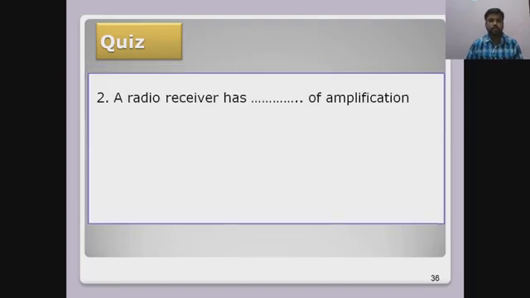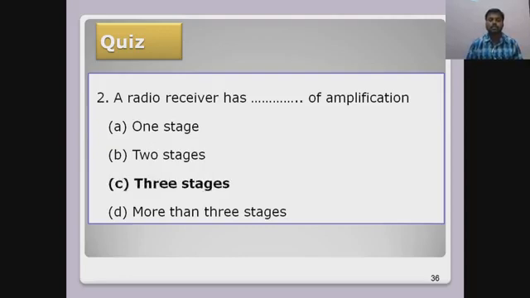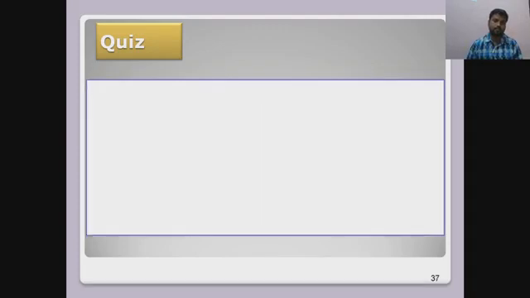The next question. A radio receiver has a dash of amplification. Okay, I will give you the options. A. one stage, B. two stages, C. three stages, D. more than three stages. Which one is correct? As we have discussed the multi-stage amplifiers, the correct answer is three stages of amplification.